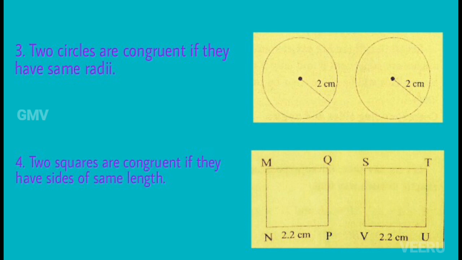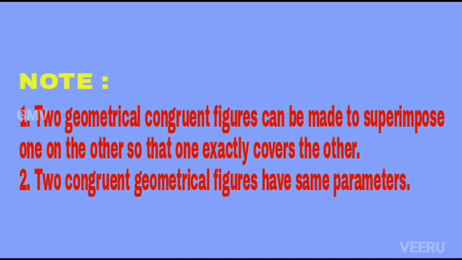Hence, they are congruent. Note that two geometrical congruent figures can be made to superimpose one on the other so that one exactly covers the other. And also, two congruent geometrical figures have the same parameters.